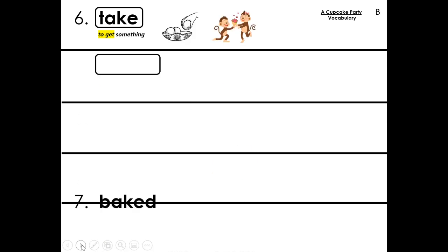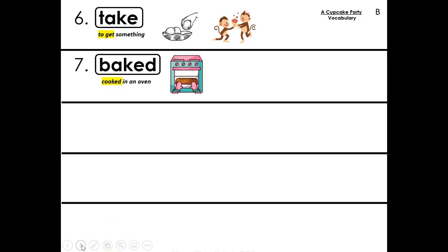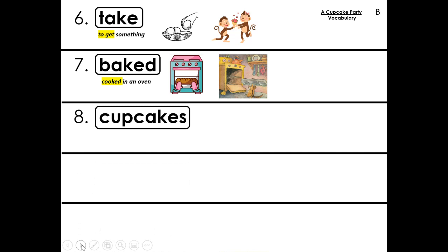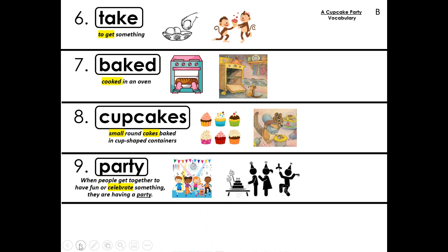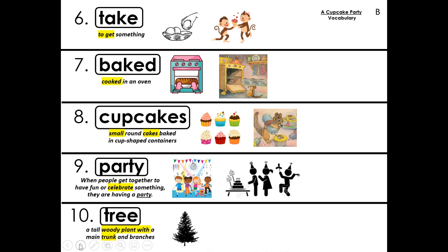All right, moving on to the next one. Number 6 is take, T-A-K-E, to get something. Number 7 is baked, B-A-K-E-D, cooked in an oven. Number 8, cupcakes, small round cakes baked in cup-shaped containers. Number 9, party, when people get together to have fun or celebrate something, they are having a party. And finally, 10, tree, T-R-E-E. Tree is a tall woody plant with a main trunk and branches.